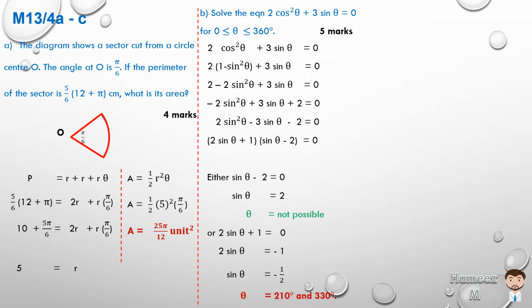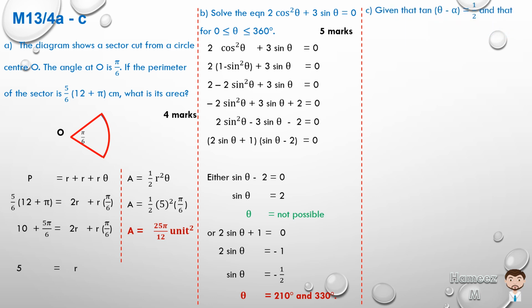Remember that sine theta is equal to a half means that theta is equal to 30 degrees. But since it's negative, remember that for the 4 quadrants, All Students Take Calculus, or all school teachers' cuts, means that for sine theta to be negative, it's either in the 3rd quadrant or the 4th quadrant. If it's in the 3rd quadrant, it will be 180 plus the 30, which is 210. And if it's in the 4th quadrant, it's 360 minus 30, which is 330 degrees.